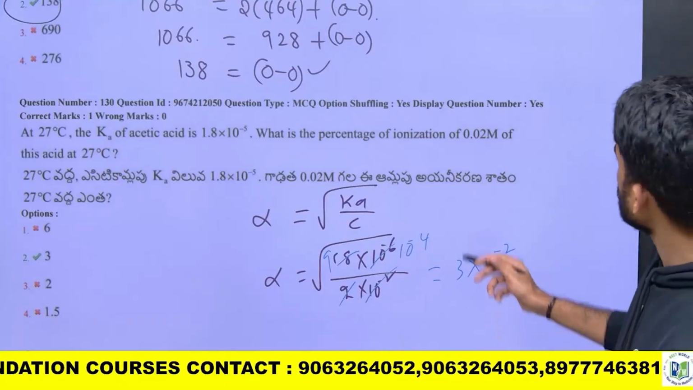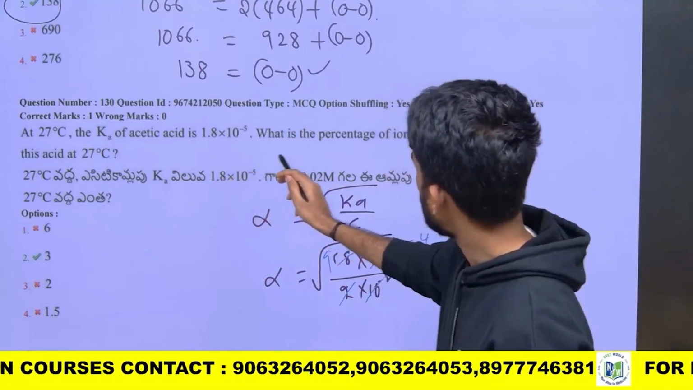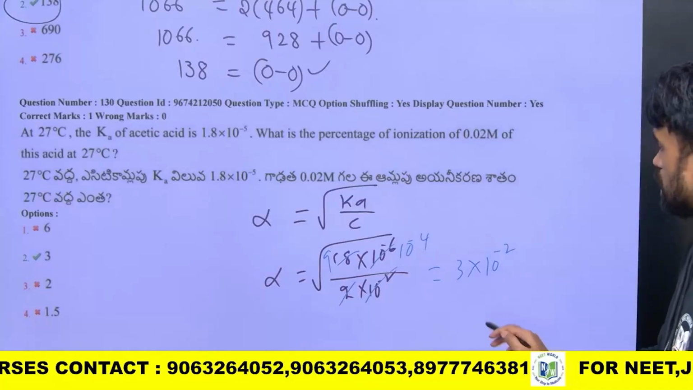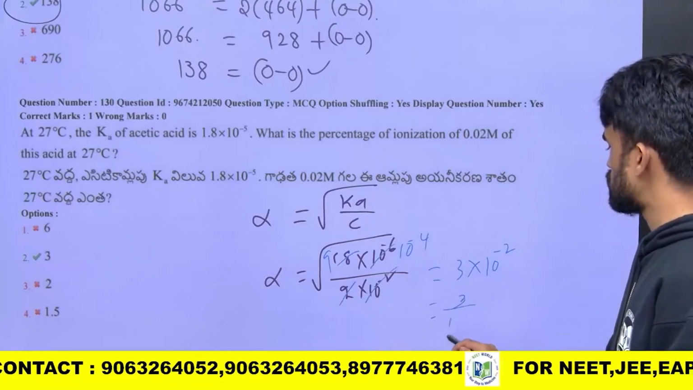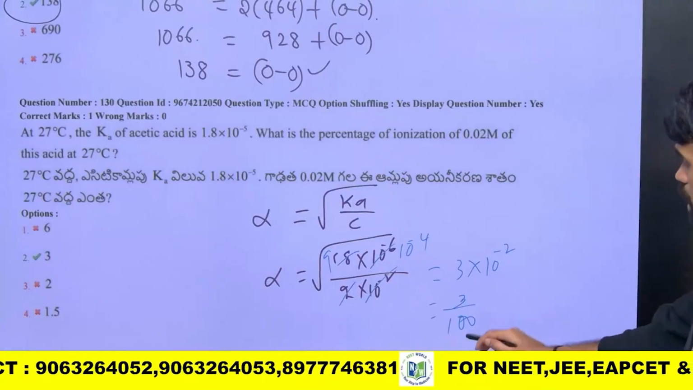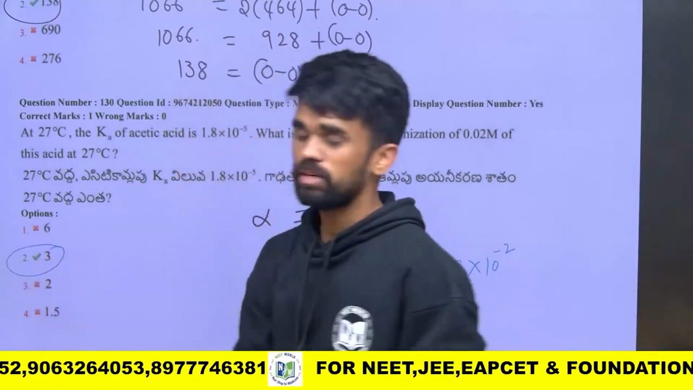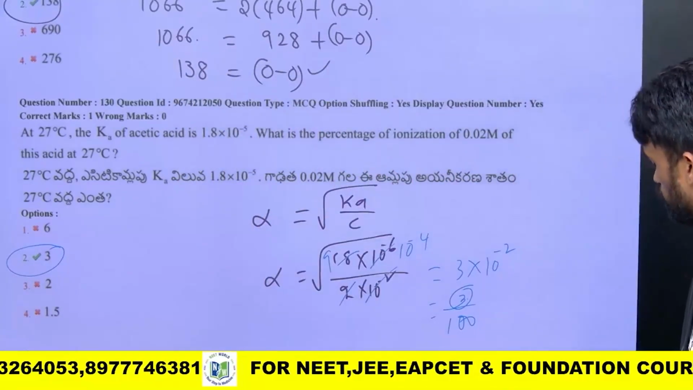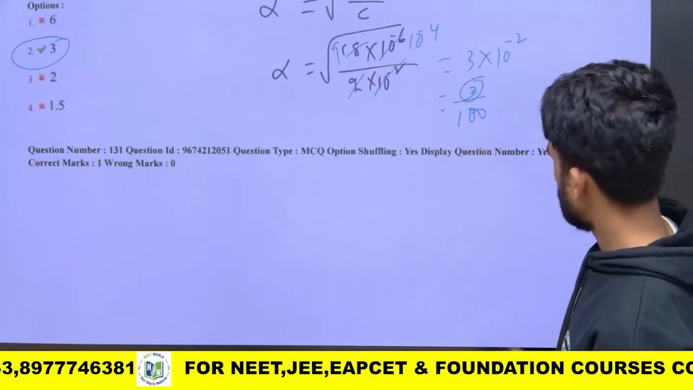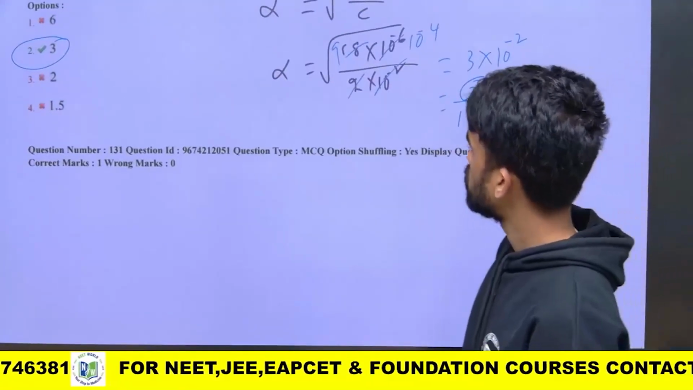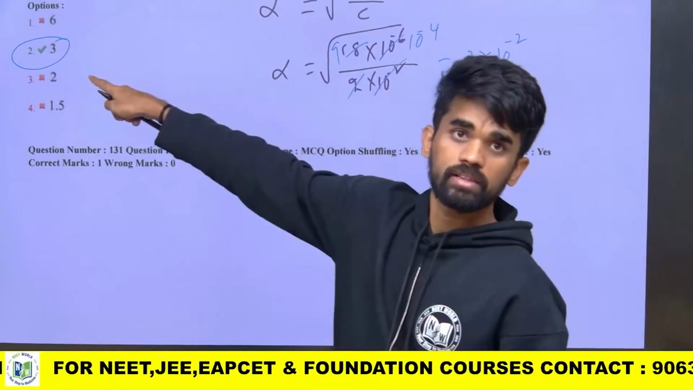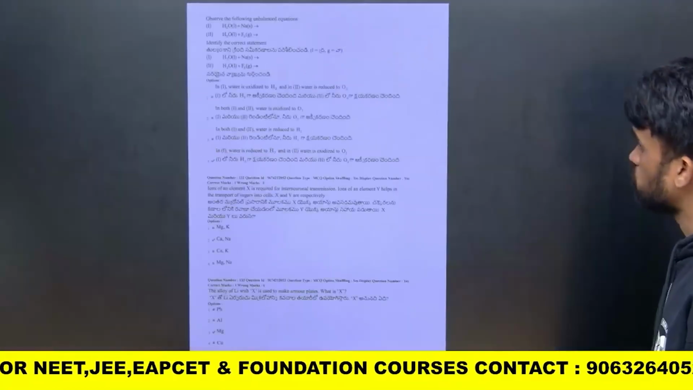They are asking about the percentage. So percent means 3%. So I can write it like this: this is 3, so 3%. That is our answer here. I hope it is clear. Next, here we got 3, that is our answer. So let's move further.